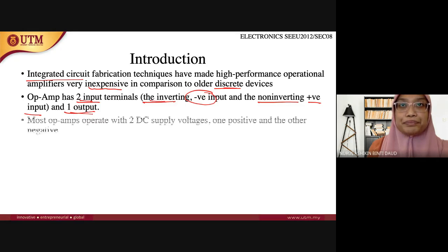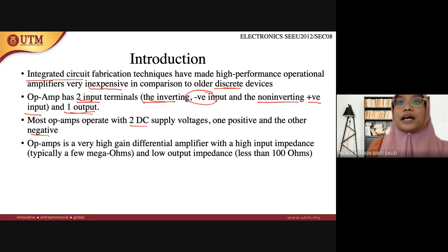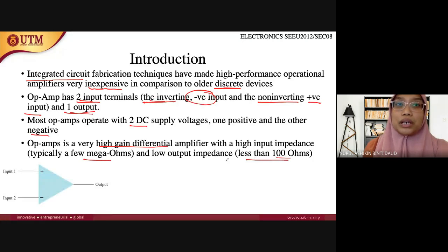And most OP-amps operate with two DC supply voltages, one positive and the other negative, two opposite polarities of voltage. OP-amp is a very high gain differential amplifier with a high input impedance, typically a few mega ohms, and low output impedance, less than 100 ohms. So we will look at how the symbols look.